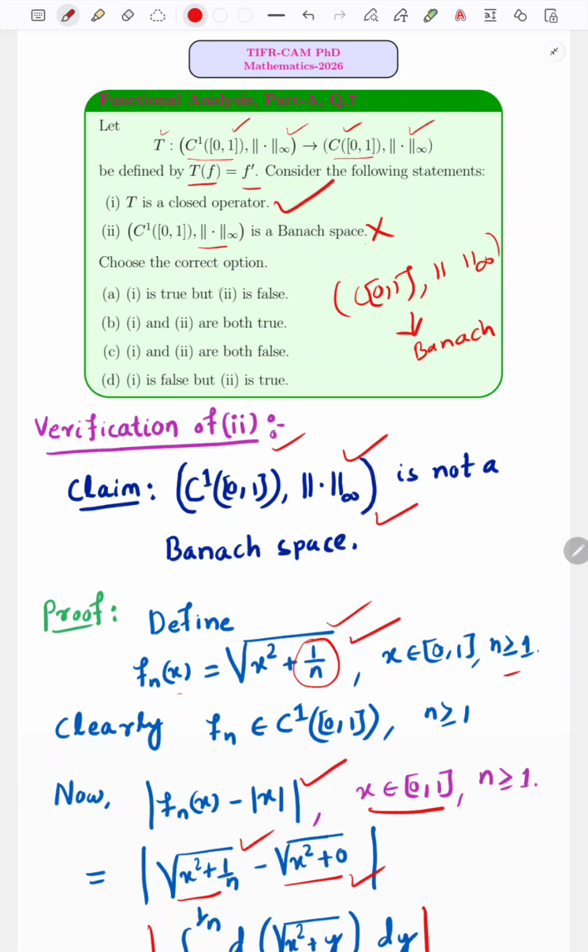In option A it is saying that 1 is true, 2 is false. It is the correct one. In option B it is saying that both 1 and 2 are true. It is false. In option C it is saying that both are false. It is false. In option D it is saying that 1 is false but 2 is true, so it is also false. Therefore only option A is the correct option.